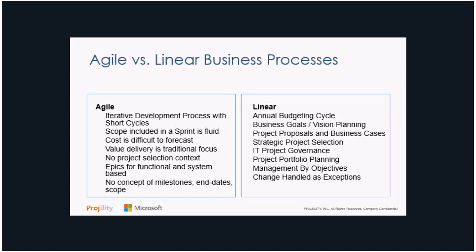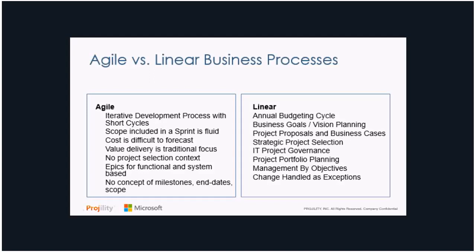If we look at an Agile organization versus more of a linear waterfall organization, Agile projects have more of an iterative development process with shorter cycles. Scope is included, and the sprints are very, very fluid. Cost is sometimes difficult to forecast because we're not exactly sure when specific work products are going to be produced, because they're rolling from sprint to sprint. We're aiming for minimum viable product and then improving on that product over time. The focus has always been on value delivery versus cost. So we're looking at measuring that value and making sure we're doing that accurately. We're rolling things up at summary level as an epic for functional and system based. And then we don't really have a concept of any kind of a milestone.